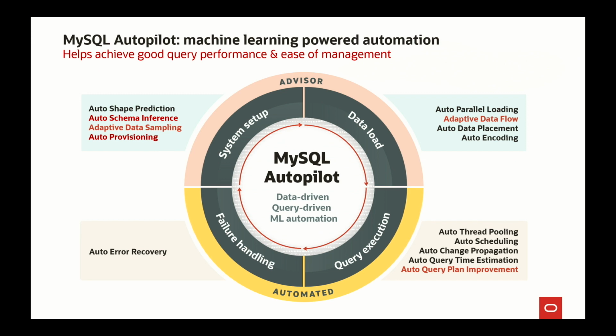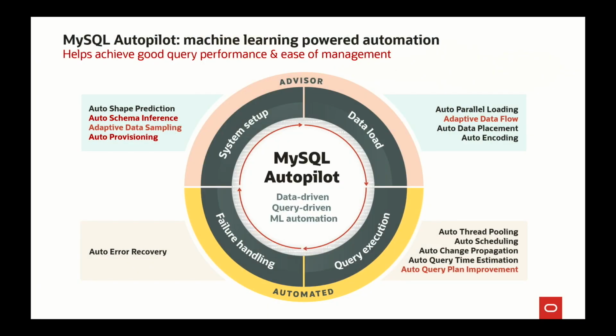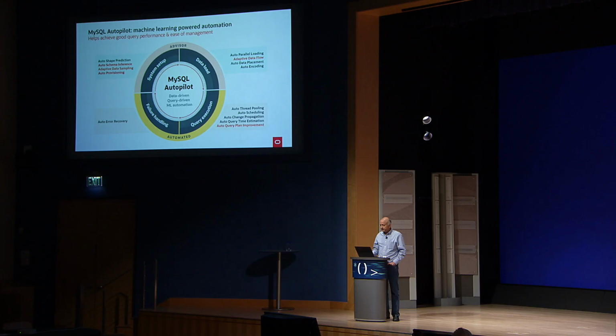Now, one very important innovation in HeatWave is Autopilot, which is the machine learning based automation. Autopilot has two benefits. One, it helps with the query performance. And secondly, it helps with management. And I'm going to give you examples of both. So take the case of schema inference. When we read the data from the object store, whether it's a CSV format or Parquet format, the user doesn't need to define the mapping of the CSV file to data structures or schema objects inside the database. This is automatically done by Autopilot, and I'm going to show you a demo at the end of the session.